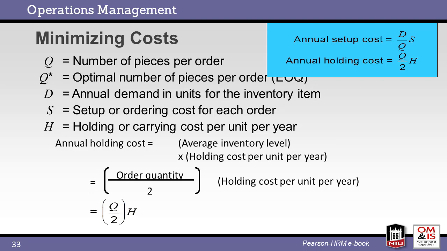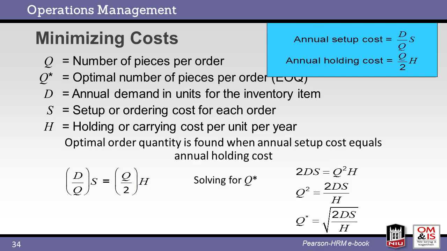Now we calculate the annual holding cost, which equals the order quantity divided by 2 times the holding cost per unit per year. We determined earlier that the lowest cost is found when setup cost equals holding cost. Equating the equations of the two costs, then solving for Q star, we find that the economic order quantity, Q star, equals the square root of the quantity 2 times the annual demand times the setup cost divided by the annual holding cost.